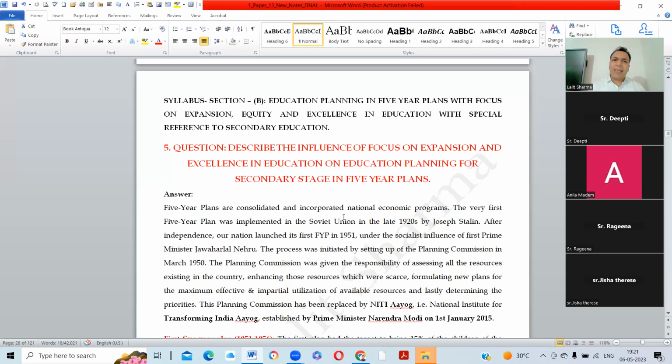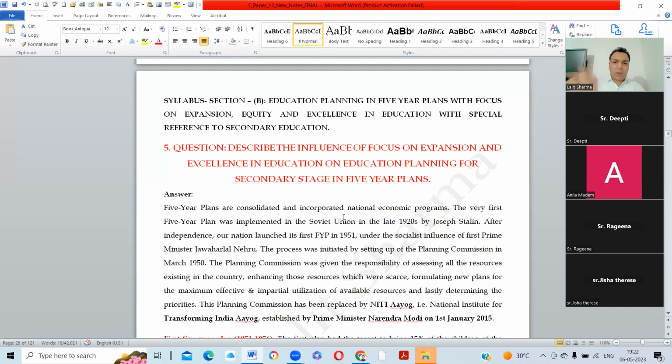The remaining two papers are easy: life skill education and inclusive education. The first paper, education policy and research, is a lengthy paper, guys. Unless you read it two or three times, you cannot know what you have to write under these questions. Now, you have to talk about the five-year plans.